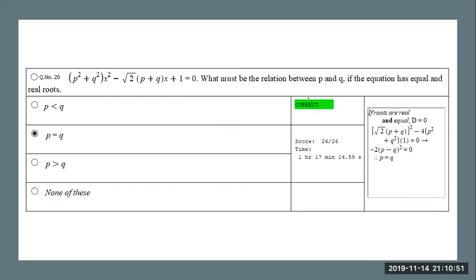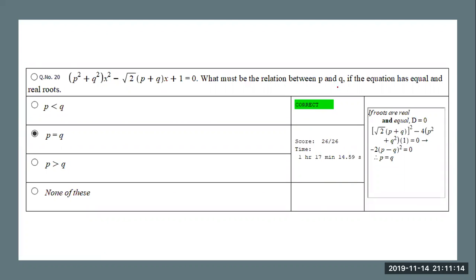Now you got a question here. Please see this. P squared plus q squared into x squared minus root of 2 times p plus q x plus 1 is equal to 0. What must be the relation between p and q if the equation has equal and real roots? Right? Understand? This is the question. So how do I solve it?